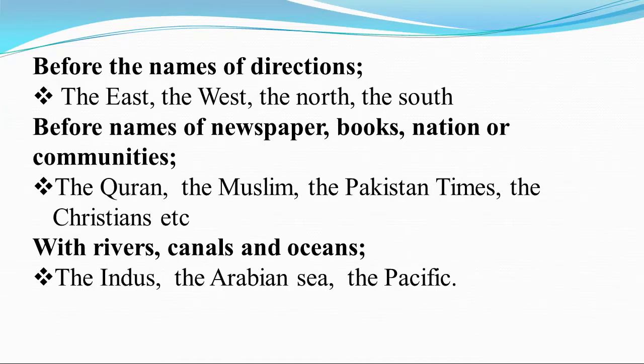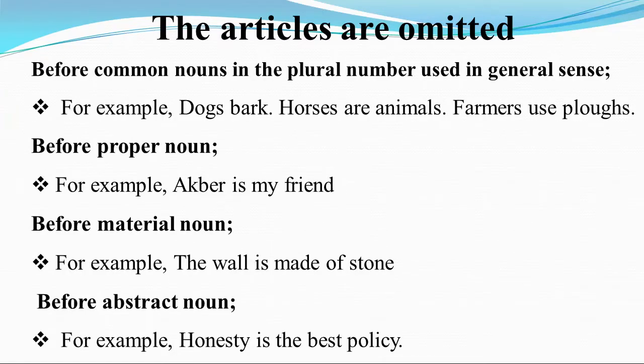And before the names of directions: the east, the west, the south, the north. Before the names of newspapers, books, nations or communities, like the Quran, the Muslims, the Christians, the Pakistan Times, etc. With rivers, canals, and oceans. For example, the Indus, the Arabian Sea, the Pacific, etc. Okay, now it's clear where should we use the.